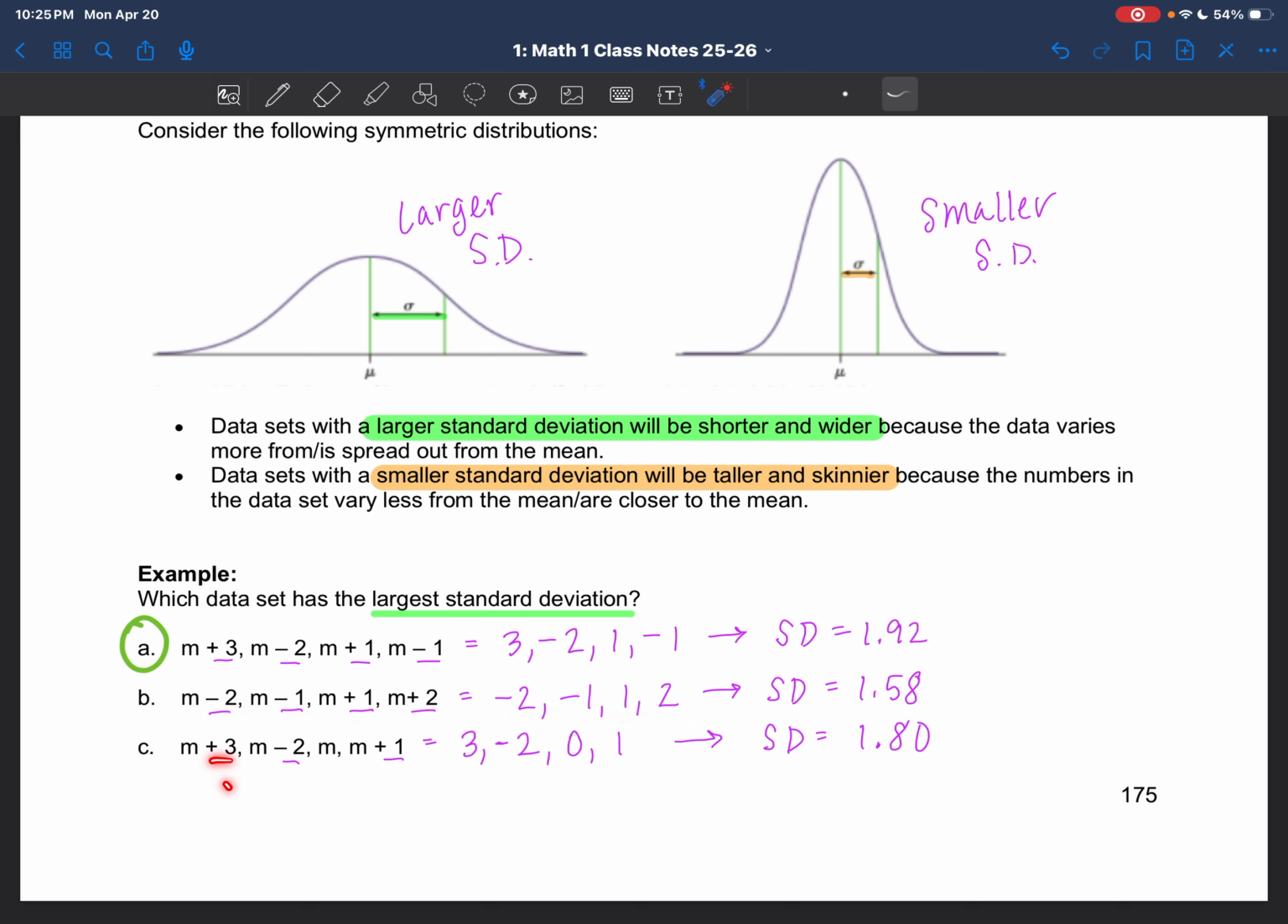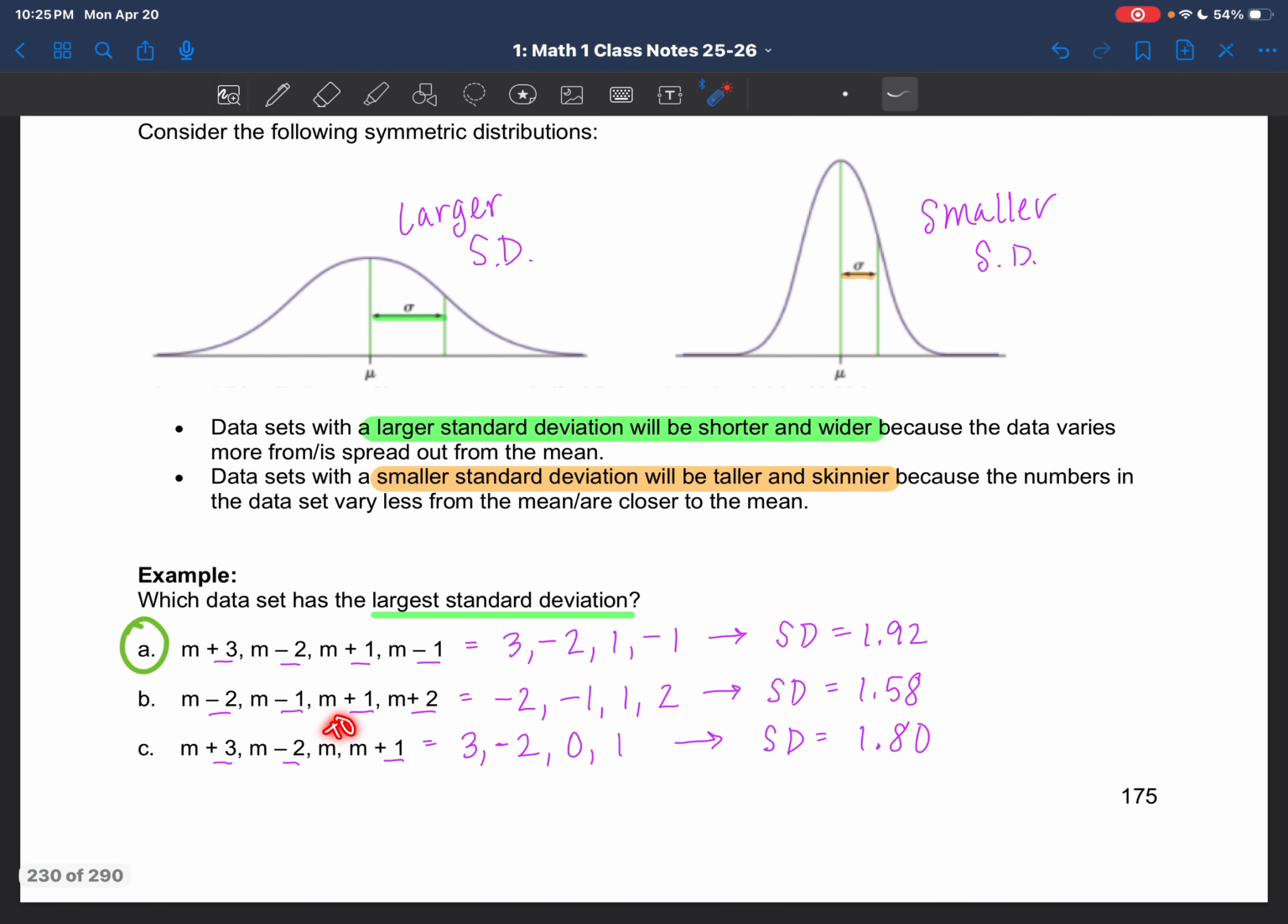And then for C, you got 3, -2, -1. And then this one is missing a value, so that's where they got the 0. Oh no, here's the 0. This is a 0. Sorry, I read over that quickly. So this would be +0 right here. All right, and then combine those together, and you have a standard deviation of 1.80. So if we want the largest standard deviation, it's going to be 1.92, which is option A.